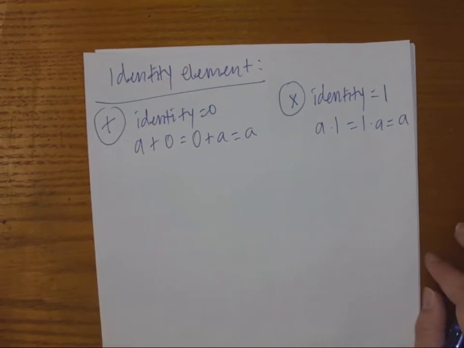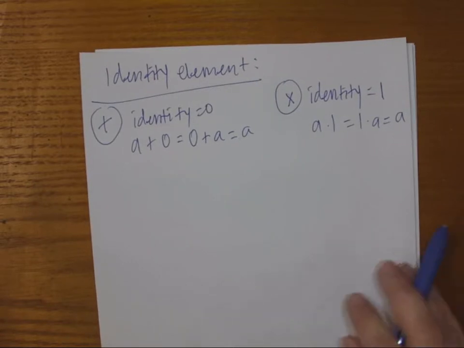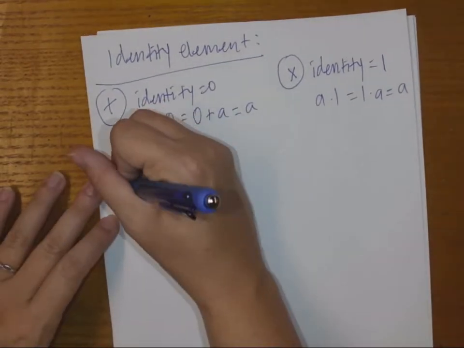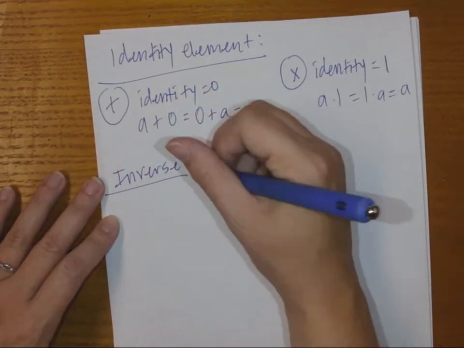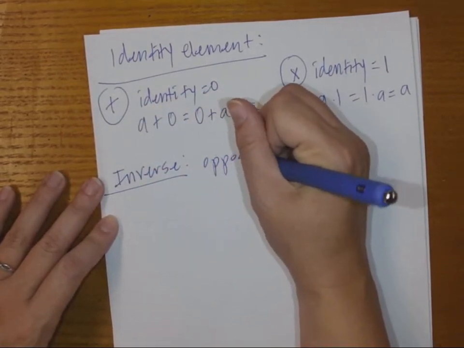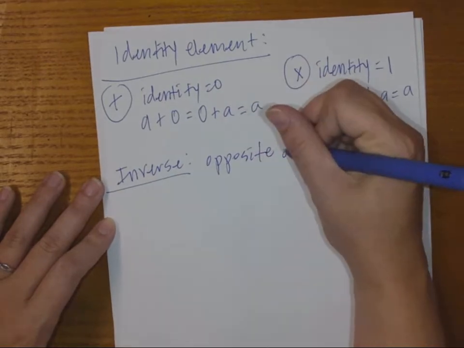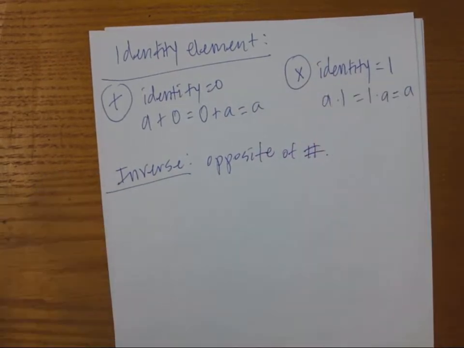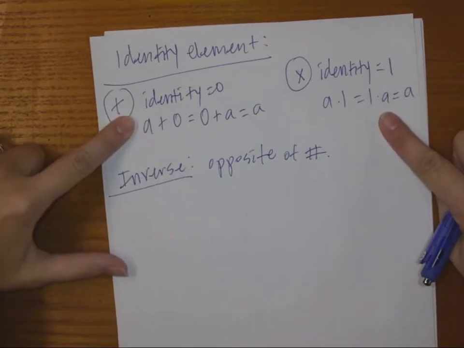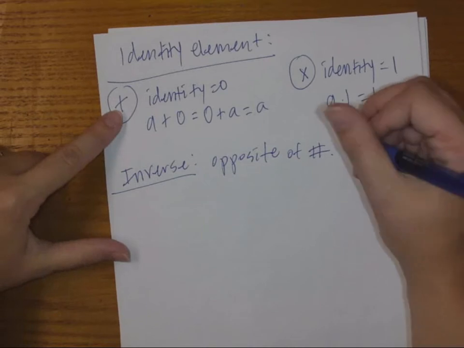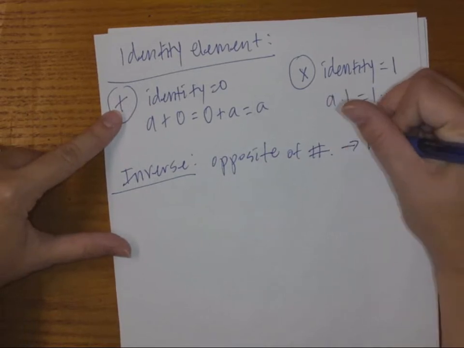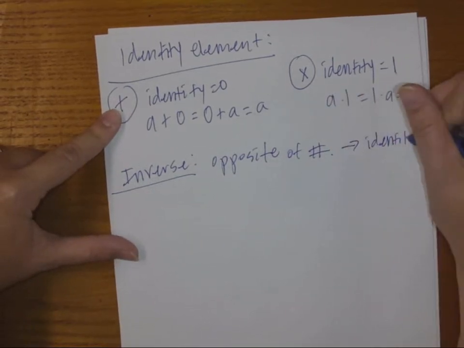Okay, and then the inverse. The inverse is basically the opposite of a number. It's the number that you add, subtract, multiply, or divide by to get back to your identity. Okay, so it turns your number back into the identity.